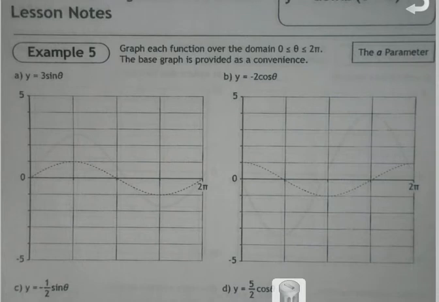So we are going to start today. We talked a little bit about amplitude yesterday with these first two examples up here at the top, and how the amplitude makes my graph either get skinnier or a lot wider. So what I wanted to do today is start with something that we did yesterday and had some success with, or at least I think we had some success with.